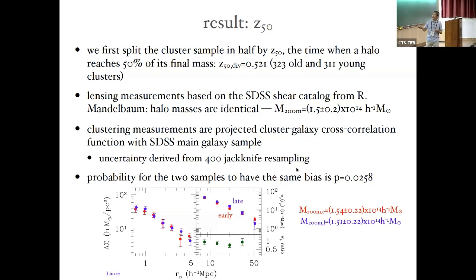Our clustering measurements, which is a projected cross correlation function, was carried out using cluster galaxy cross correlation with the Sloan main galaxy sample. And the relative bias of the two samples is shown here. With assembly bias, we expect the ratio to be less than unity. And indeed, you see that our points are somewhat lower than unity. The probability for the two samples to have the same bias is about 2.6%.